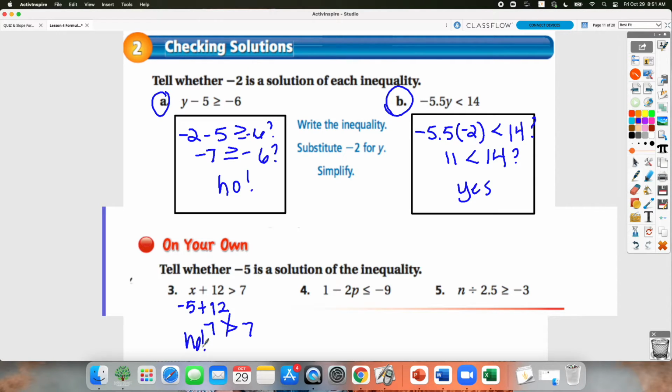All right, I want y'all to do number 4 and number 5 real quick for me. So you're testing to see if negative 5 would be a solution to those inequalities. This time I'm just going to put 1 minute on the timer because I think y'all are going to be fast at this.